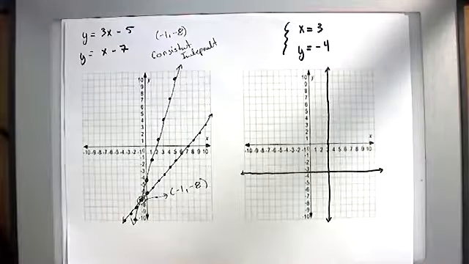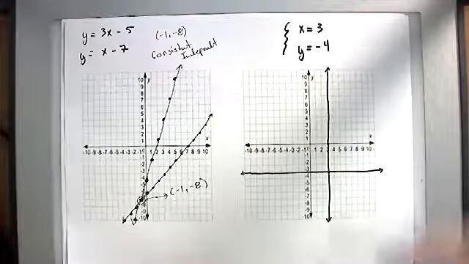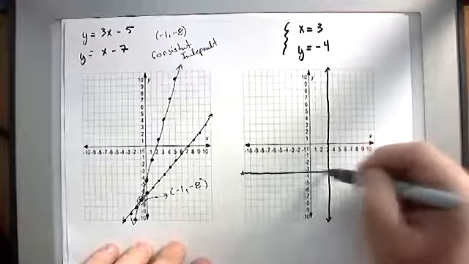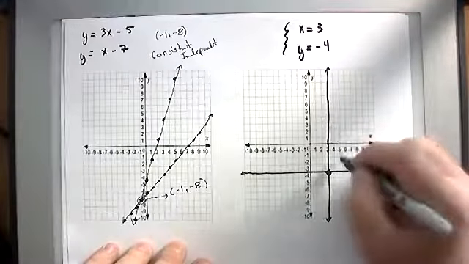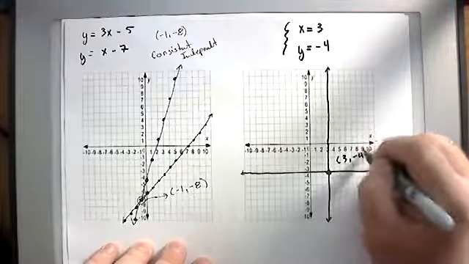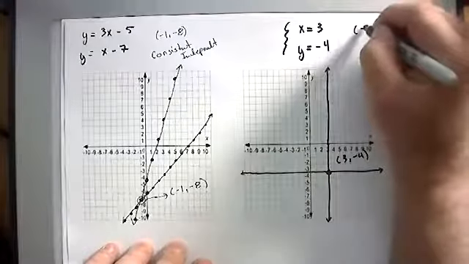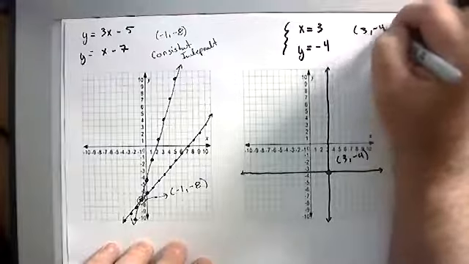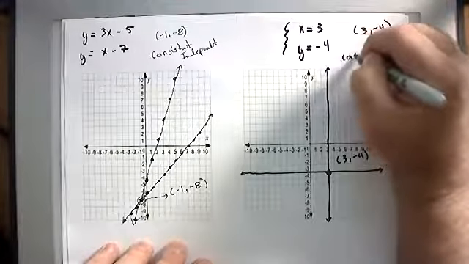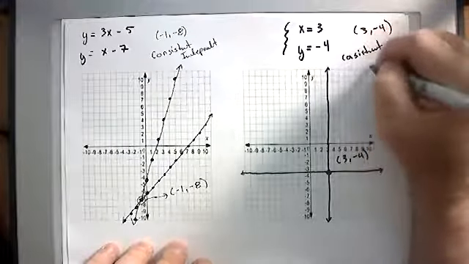And really, these are probably the easiest ones because where they cross should be very apparent. It's at (3, -4), right there. One solution at (3, -4). So these are both examples of situations where you had just one solution, which we said again is consistent and independent.